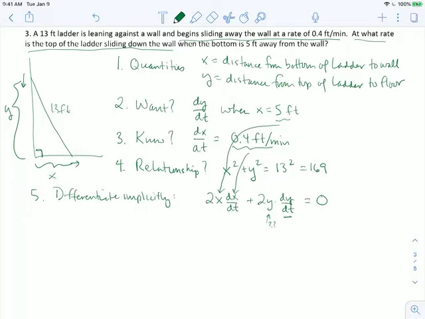Well, this is another instance of the situation where we can use the relationship that we have a second time. And if we know that x squared plus y squared equals 169, I can plug in 5 for x and then figure out what y is. So we find y by using our relationship.